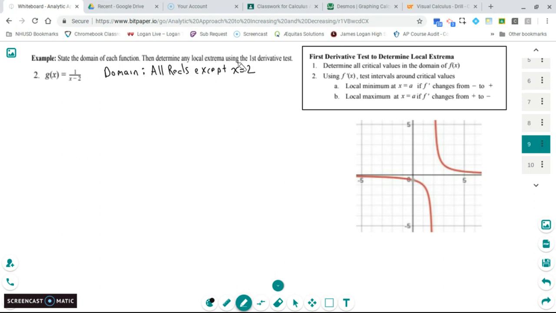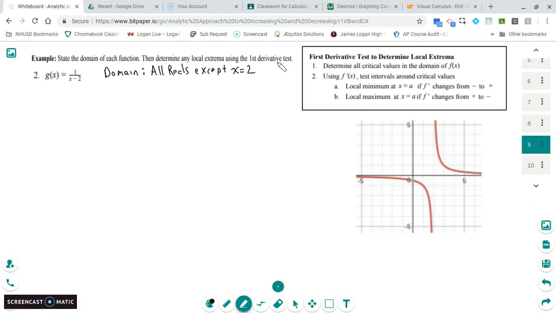All right, and then determine any local extrema using the first derivative test. So recall that means the first step is to find the critical values that are in the domain of f of x. Now, why in the domain of f of x? Because if you're trying to locate extrema, you're trying to find points where the function is defined and has a peak or a valley, right? So it has to be in the domain for that to happen.